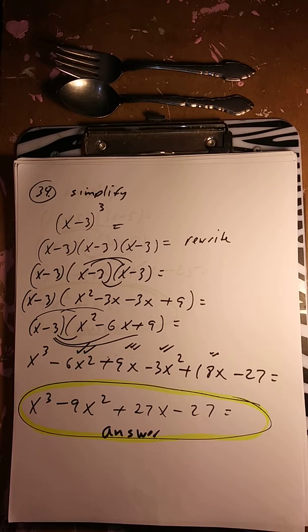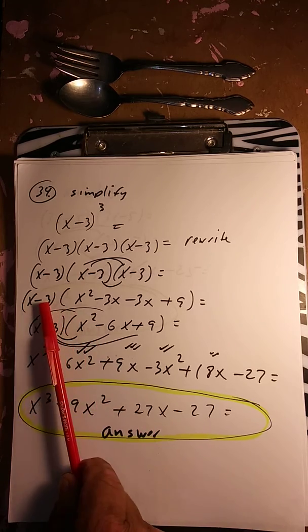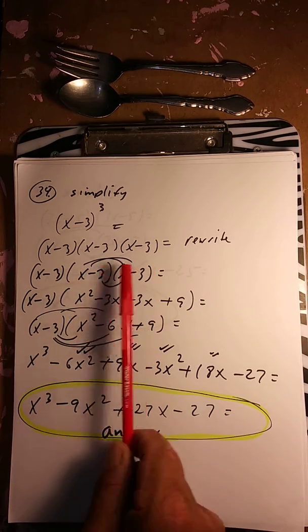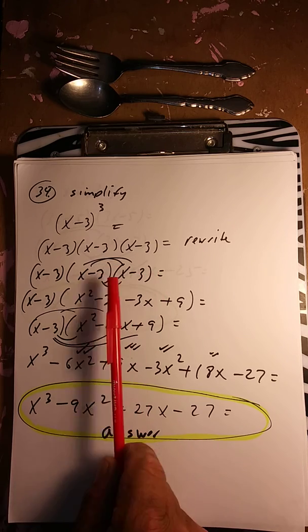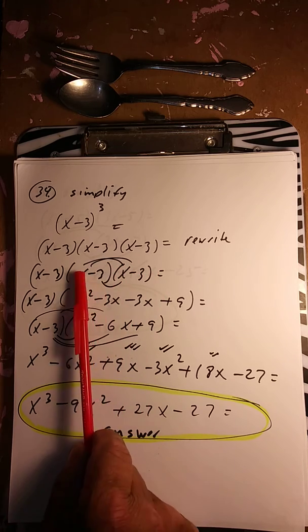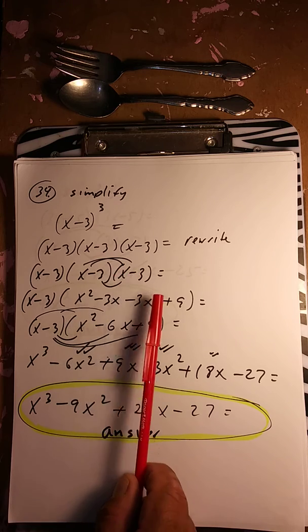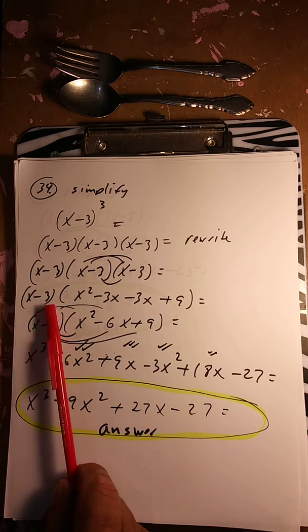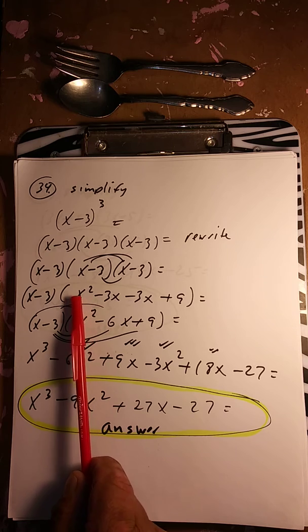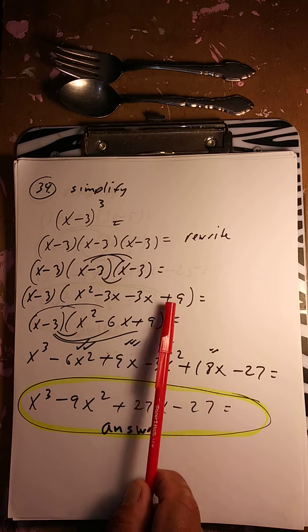Cube, x minus 3 cubed. So we have to do it 3 times: x minus 3, x minus 3, x minus 3. So I'm going to do these first. x times x is x squared. x times negative 3 is minus 3x. Minus 3 times x, minus 3x. Minus 3 times minus 3 is plus 9. So we have x minus 3 times x squared minus 6x plus 9.